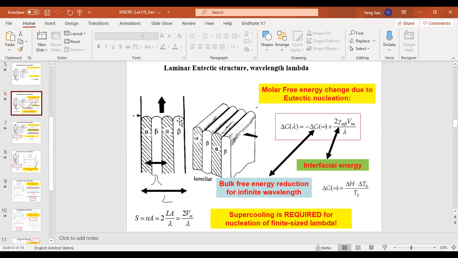Now, this means that if you have a particular lambda, which we call the wavelength, or the spatial periodicity for this repeating pattern of alpha and beta, which is determined when the nucleus first forms, right? They form through initial fluctuations, which we do not really focus on at this stage. But after the nucleus forms, once the lambda is fixed, lambda is going to remain the same for all of the subsequent growth processes. So lambda is not changing during the growth of the eutectic nucleus. Now, this is a distinction between eutectic transformation and normal nucleation growth, right?